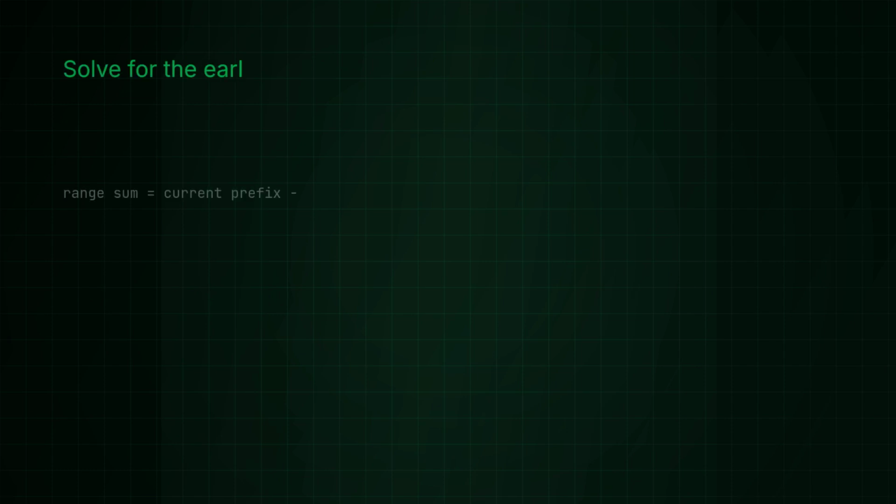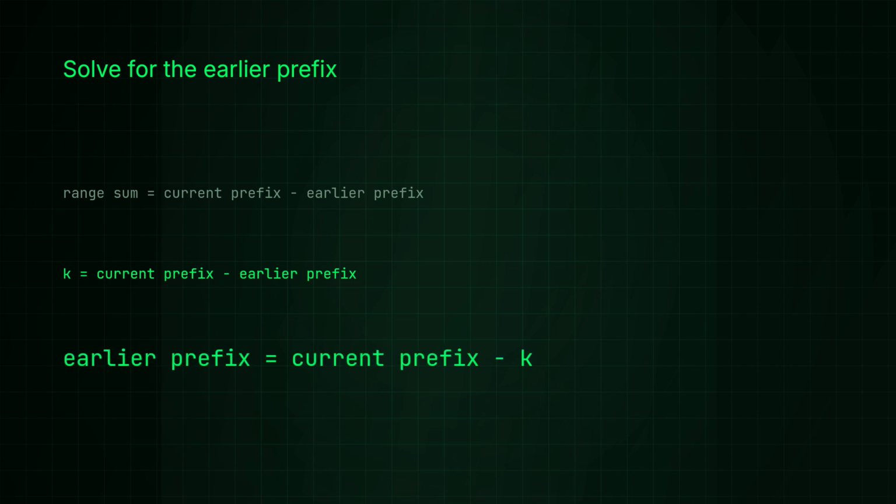The sum of a range ending here equals the current prefix minus an earlier prefix. We want that range sum to equal K, which is 3. Rearrange the equation. The earlier prefix we must find equals current prefix minus K. That is why the algorithm calculates need as prefix minus K. It is derived from the range equation. It is not a memorized trick.